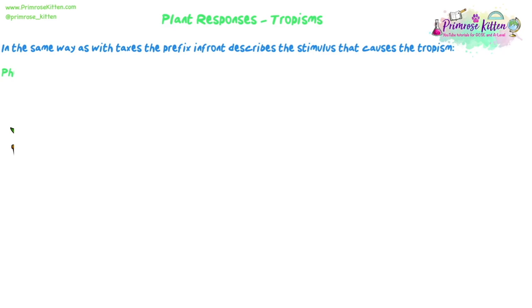Okay, so in the same way as with taxis, the prefix in front of the tropism describes the stimulus that causes it. And again, remember, we can have positive and negative tropisms describing the movement towards or away. So we're going to have a look at four examples of plant tropisms. Again, most of these it would be good to learn, because you are going to be given these as examples. There aren't many tropic responses in plants, so the more you can learn, the better you'll be able to identify them and then justify them.